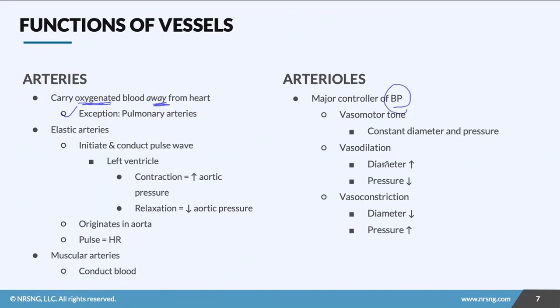With vasodilation, what you're going to see is an increased diameter and a decrease in pressure. With vasoconstriction, you're going to see a decrease in diameter and an increase in pressure. Think about it kind of like a hose.